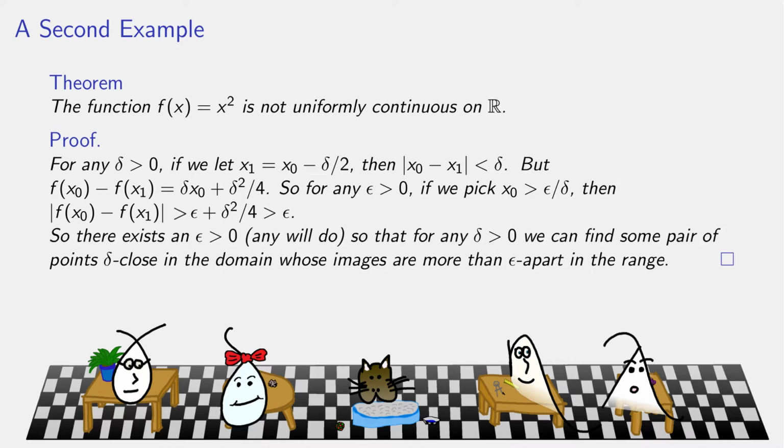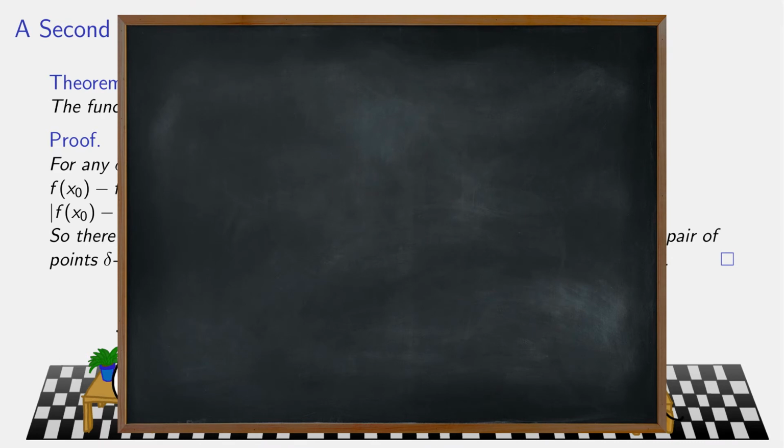So there certainly exists an epsilon which is positive. In fact, any positive epsilon will do. So that no matter what delta you pick, as long as it's positive, as long as x0 was bigger than epsilon over delta, then you can find an x0 and an x1 whose distance is less than delta, but whose distance in the range is bigger than epsilon. What we're exploiting here about the function x squared is that it goes up really fast.